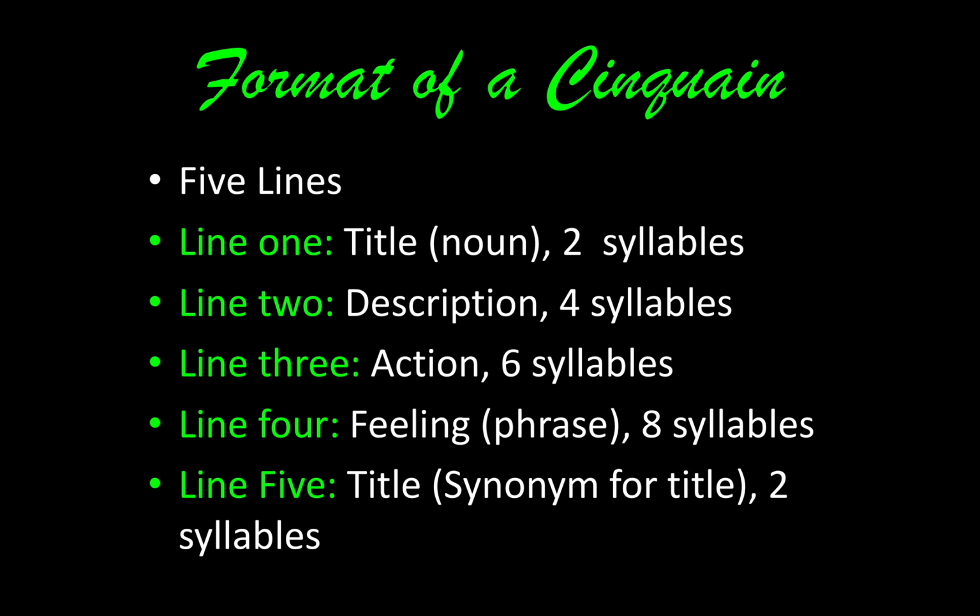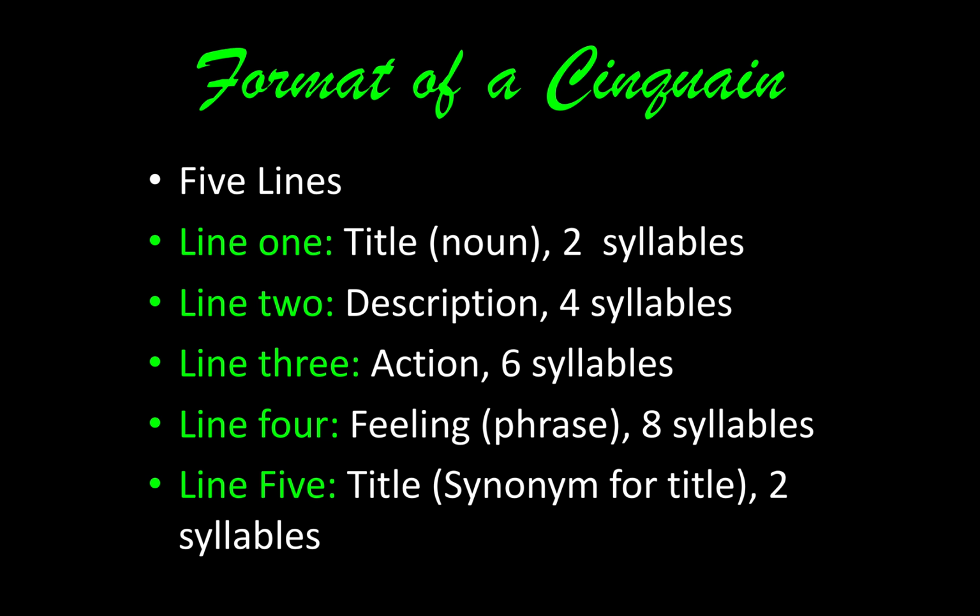So again, that pattern is 2 syllables, 4, 6, 8, and then back to 2. And again, a reminder of your lines. Line 1 is the title of your poem, using a noun, then description, action, feeling, and a synonym for the title. All right, I'll give you just a second to jot that down. If you need to, just go ahead and press pause on the screen so you can write down your notes.